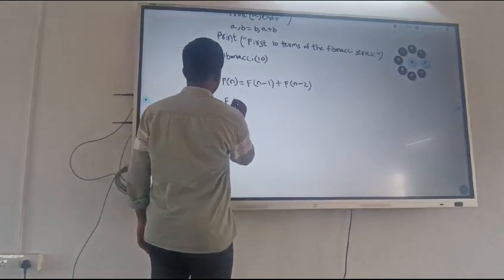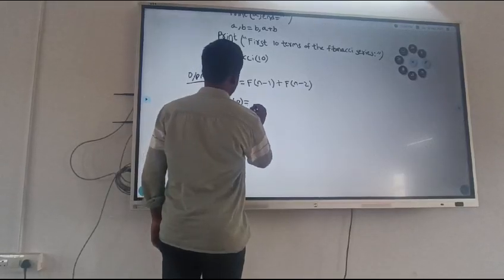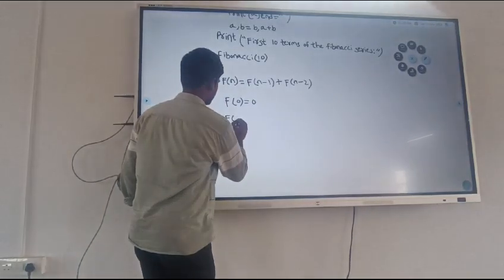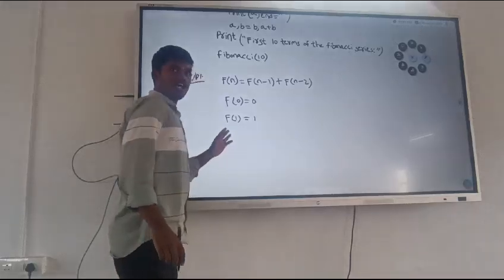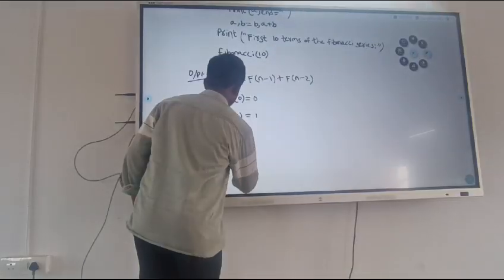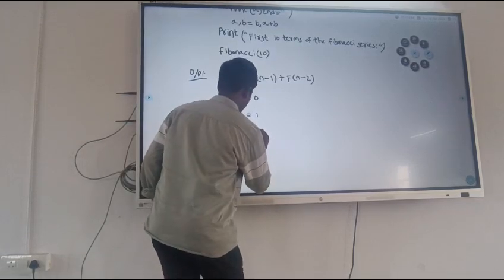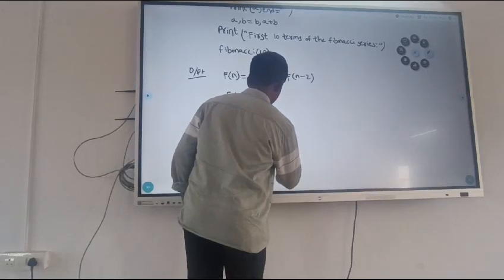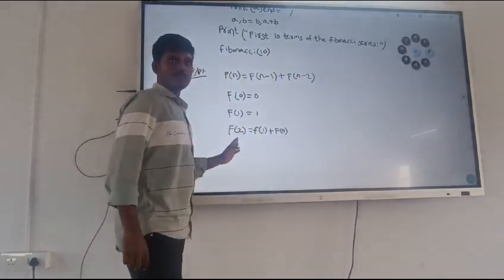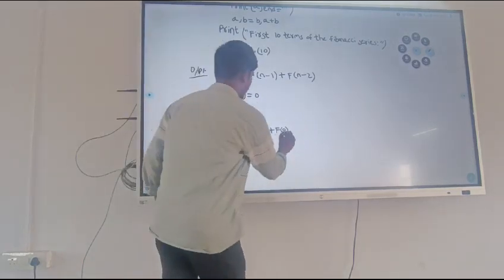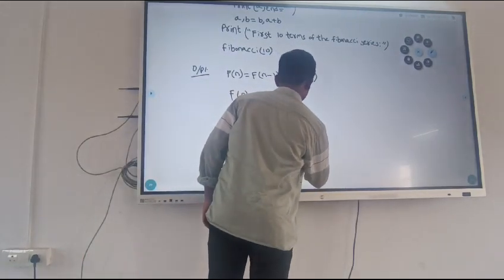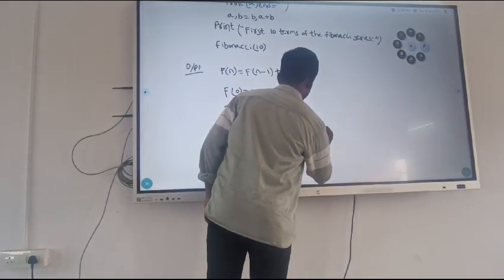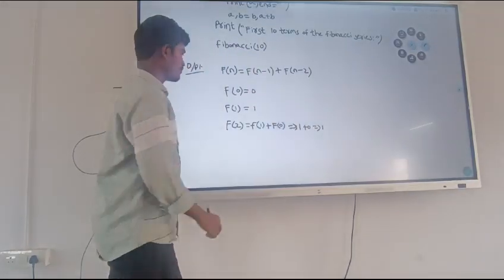First term, f of 0 equal to 0. Next f of 1 equal to 1. Next f of 2 is equal to f of 1 plus f of 0. Next f of 2 value equal to 1.